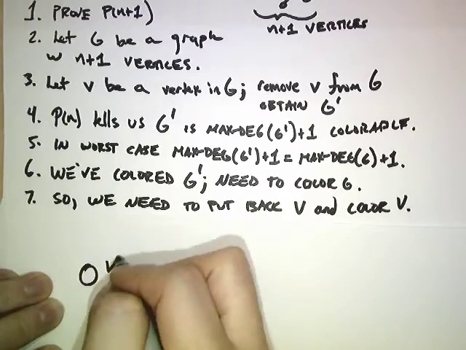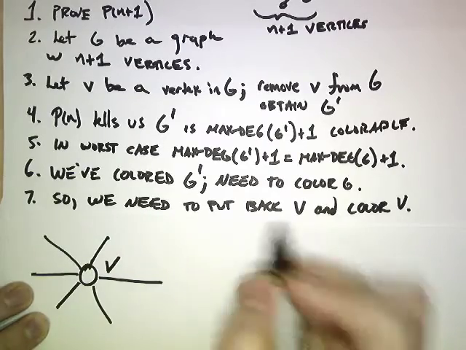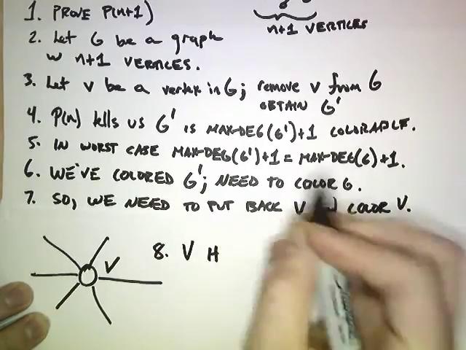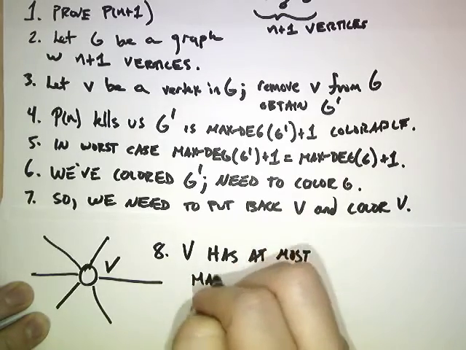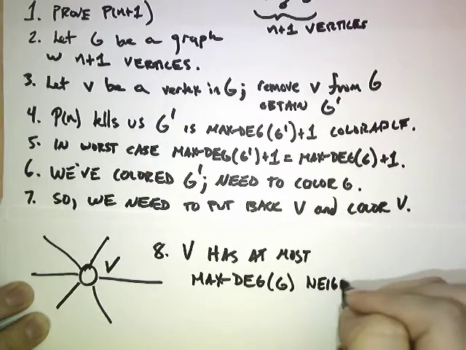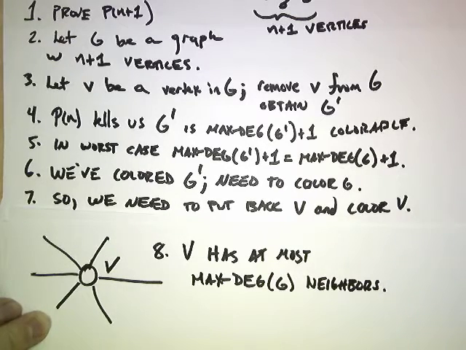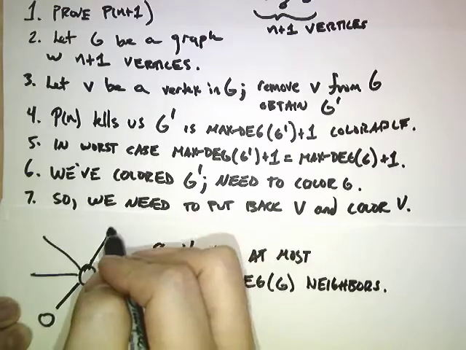Well, let's look at V. This is the one we removed. How many neighbors does V have? V has at most max degree of G neighbors. So again, in the worst case, all of these neighbors have different colors.